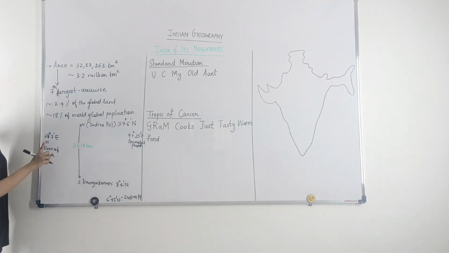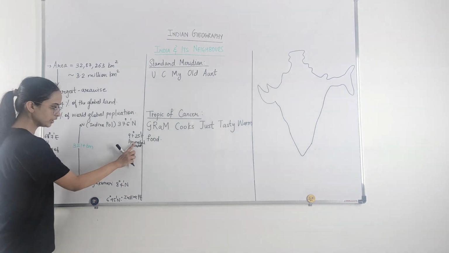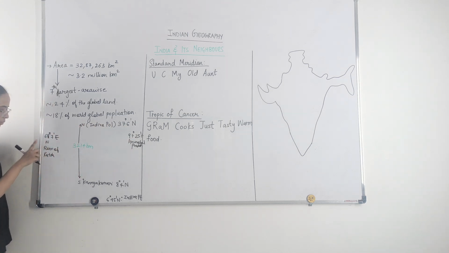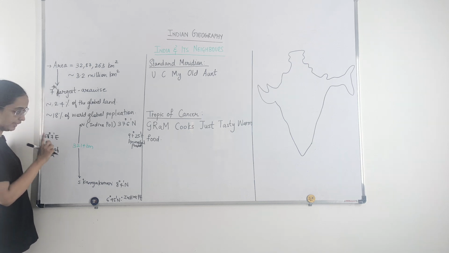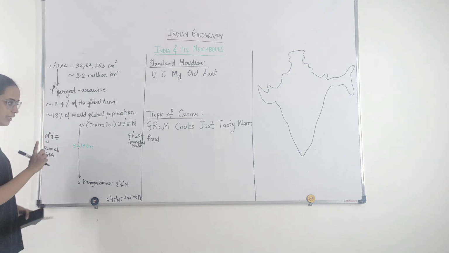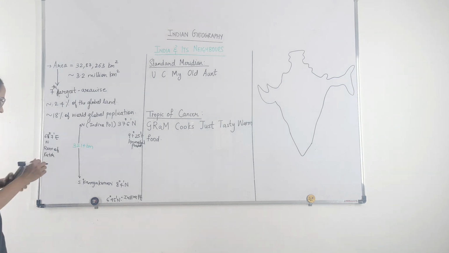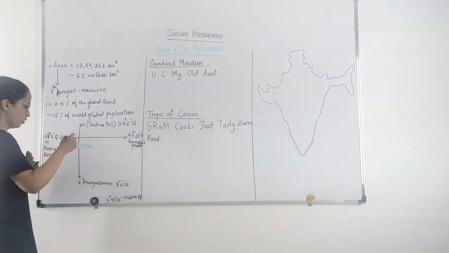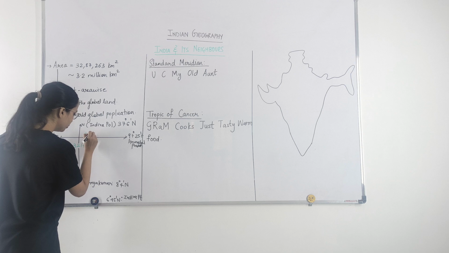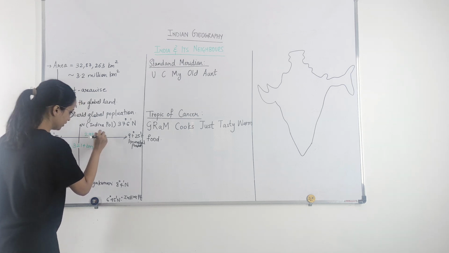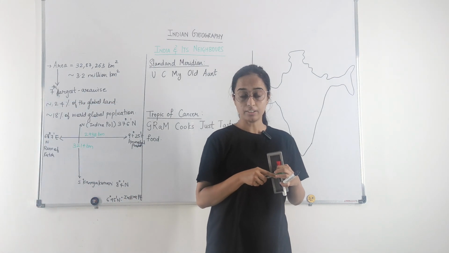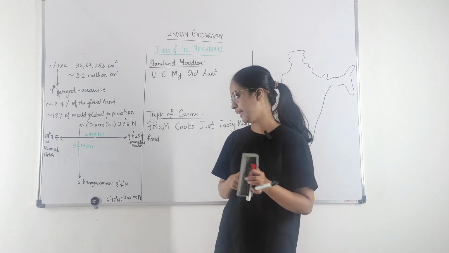So the easternmost part of India is Arunachal Pradesh, and it is exactly at 97 degree 25 minutes east longitude, and the westernmost part is Rann of Kutch, which is exactly at 68 degree 7 minutes east longitude. The distance between these 2 points, that is the easternmost and the westernmost points, is approximately equal to 2933 kilometers. So 2,933 kilometers is the distance between the westernmost and the easternmost point of India's mainland.